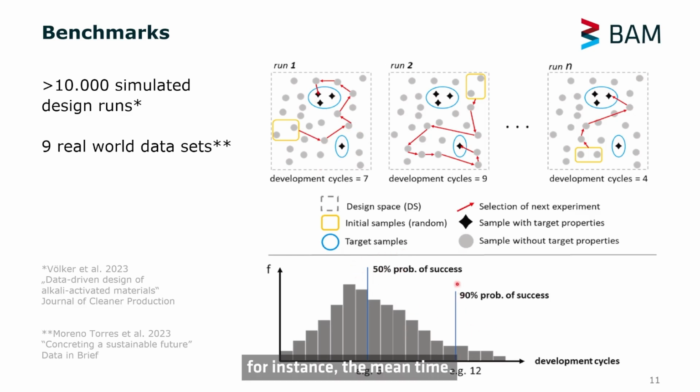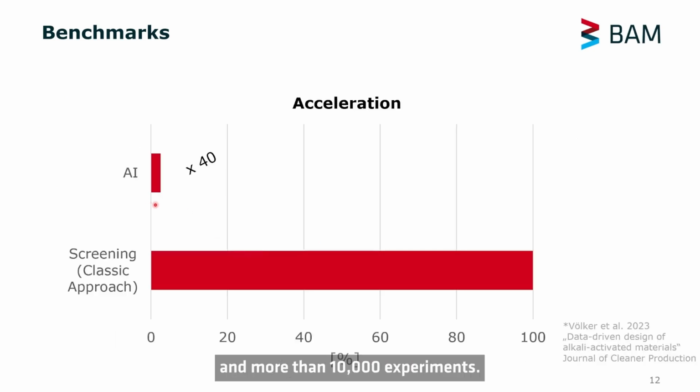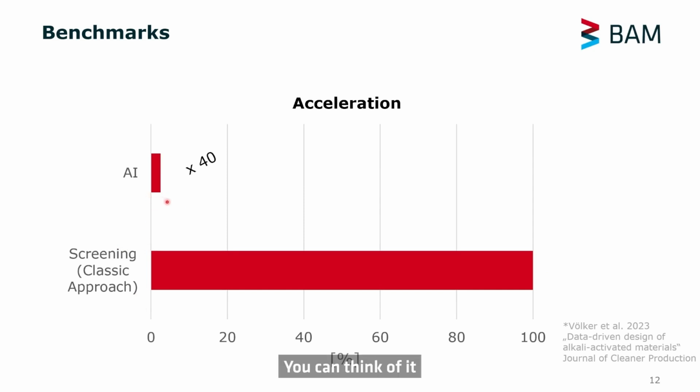And here you could analyze, for instance, the mean time, or you could even analyze the 90% success probability, which means that in 90% of the cases, the material was even faster discovered. And this measure is very robust. It's a lower bound measure of the performance. And we did this over 9 large data sets in more than 10,000 experiments. And we measured an acceleration of up to 40 times compared to screening the whole data. So 40 times, this is a really big number. You can think of it as being 40 times more efficient than not using AI.